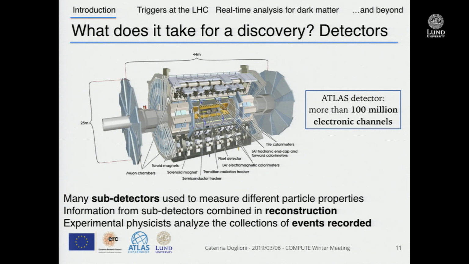And we have many sub-detectors. These are all the parts of the ATLAS detector that are used to measure the particle properties. In particular, Lund designed and built one of the pieces together with other institutes. This information is combined in a process that we call reconstruction. And then once we have the reconstructed events, we can count the number of photons and their energy, so we can find the Higgs boson.